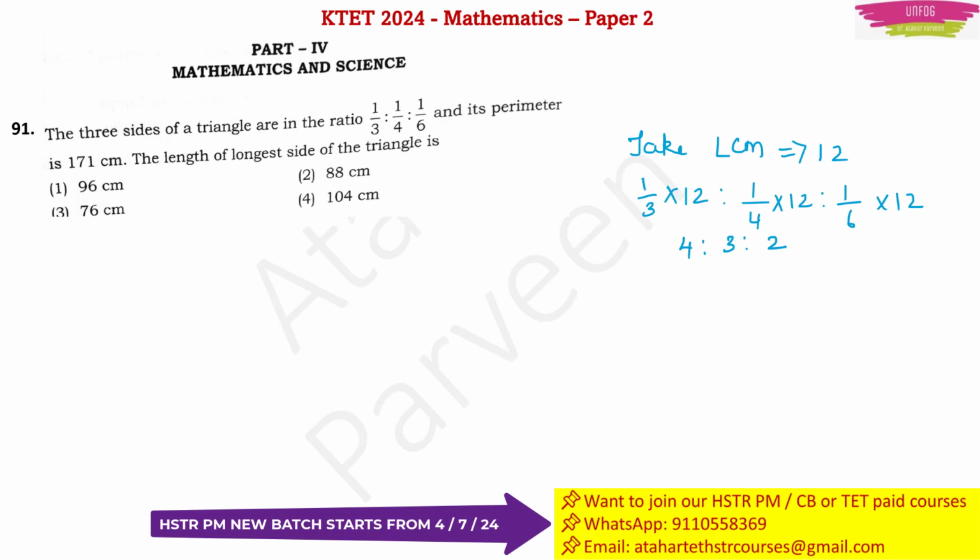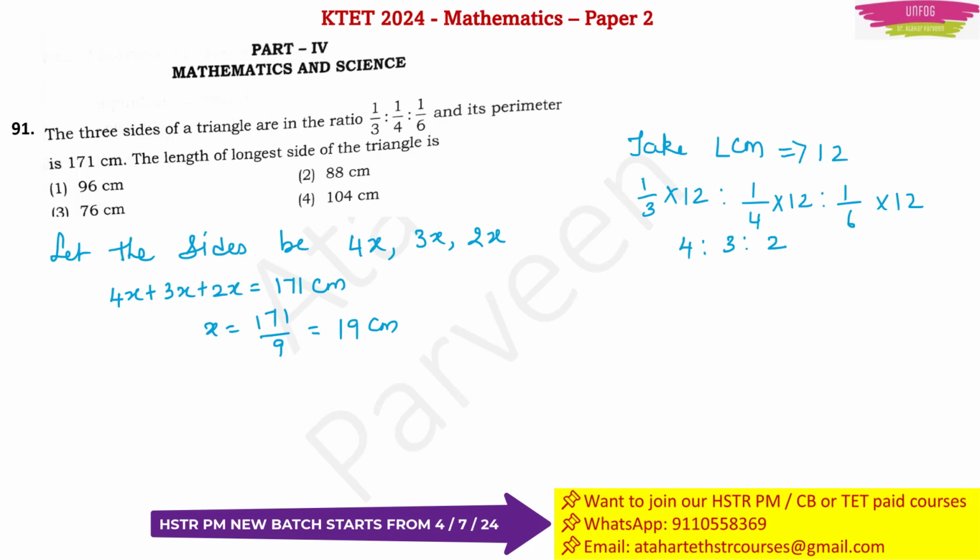Okay, now let the sides be 4x, 3x and 2x. This is the usual procedure we follow for this type of ratio problem, right? Then you have to add them up and equate it to 171 centimeter, because 171 centimeter is the perimeter given in the question. With that you can find the value of x, which comes out to be 19 centimeter here. Now the question is to find the length of the longest side of the triangle, right?